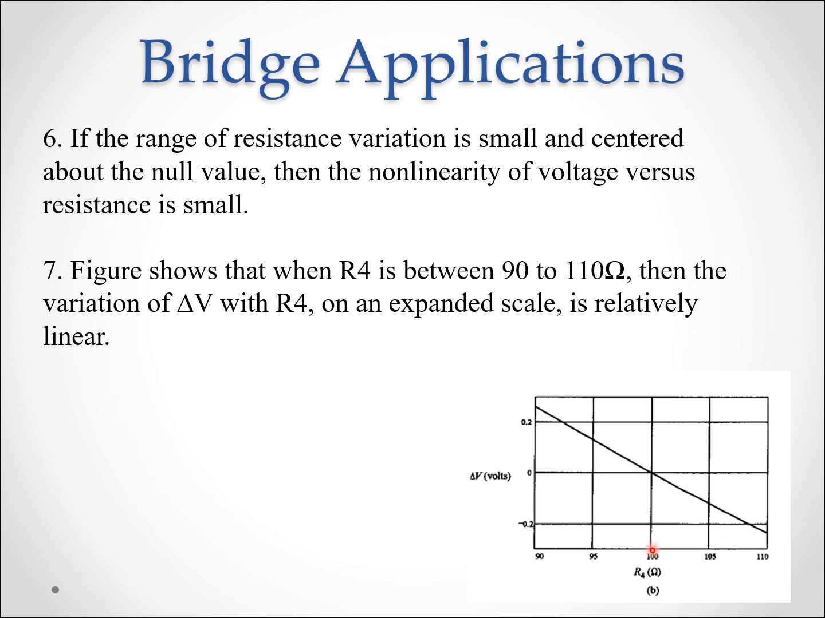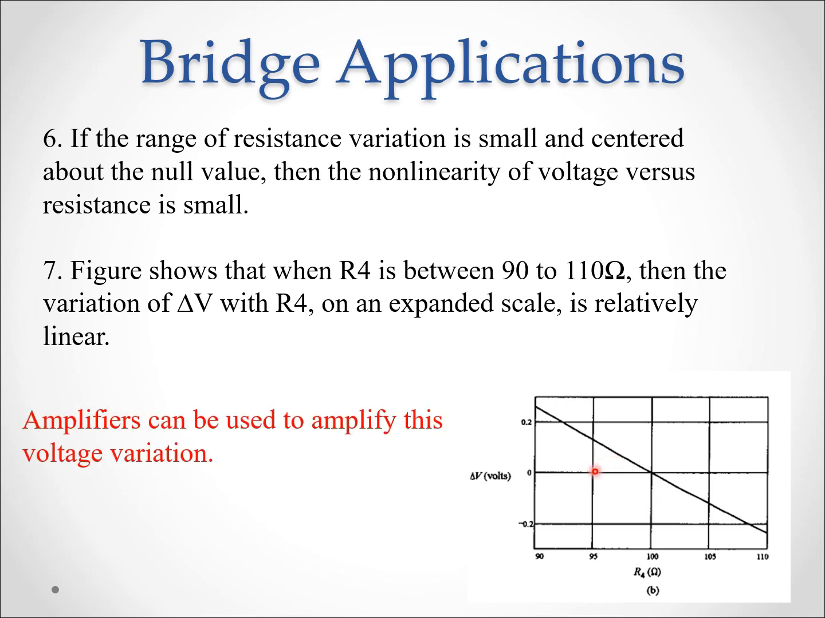In this figure, it shows that when R4 is between 90 to 110 ohm, the variation of delta V with R4 on an expanded scale is relatively linear. And we can overcome the issue of small voltage variation by using an amplifier.